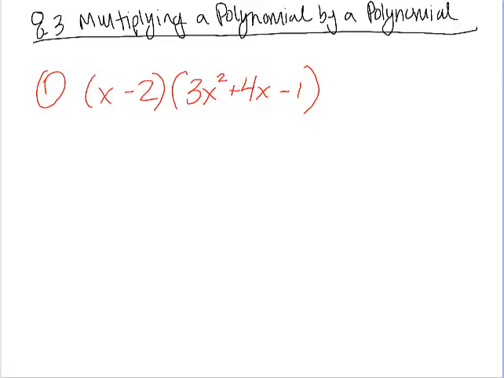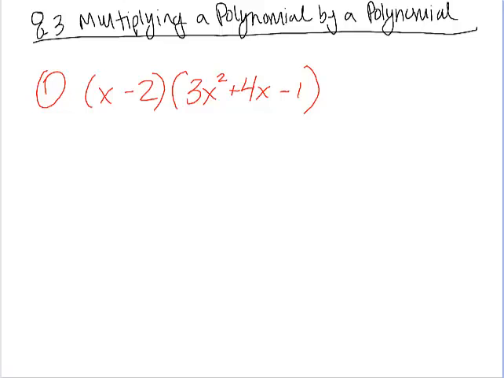All right, so what do you think we would do here? Yes, Billy. We're going to distribute, except for when we distribute the x, we just have to make sure we distribute it to the 3x squared, the 4x, and the minus 1.